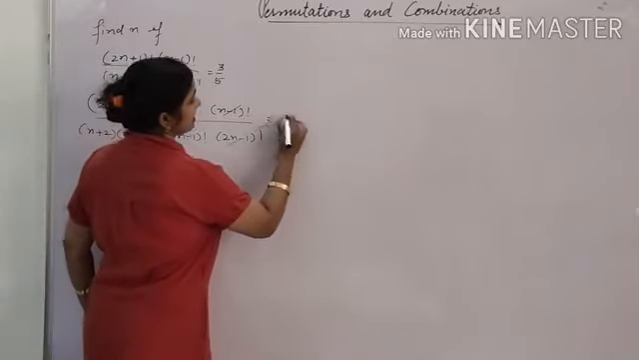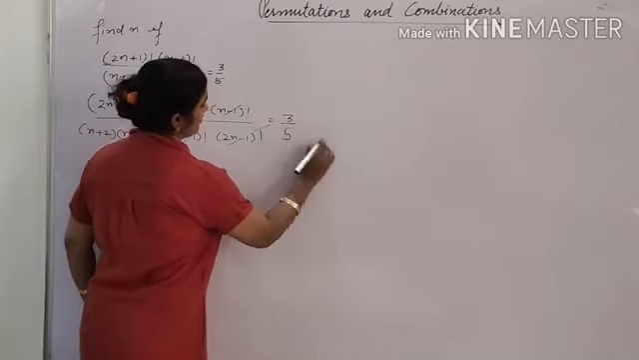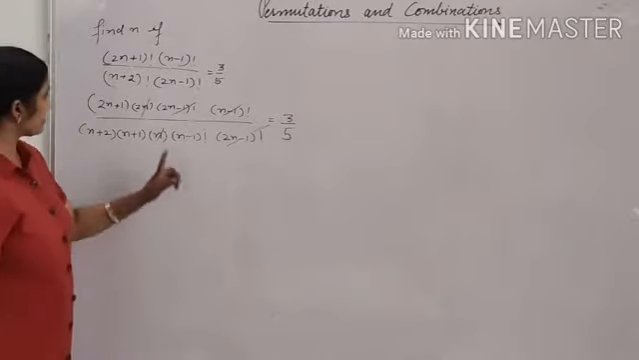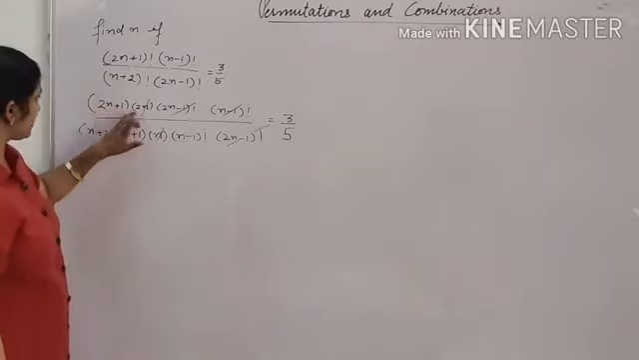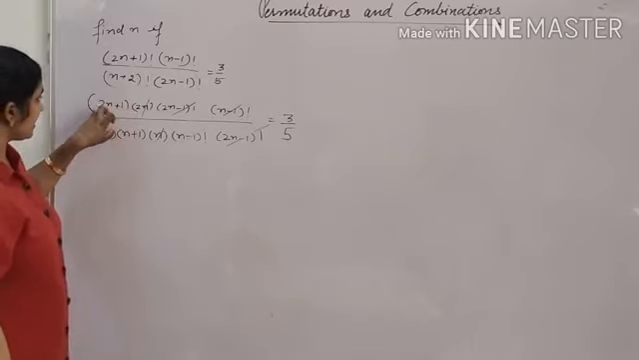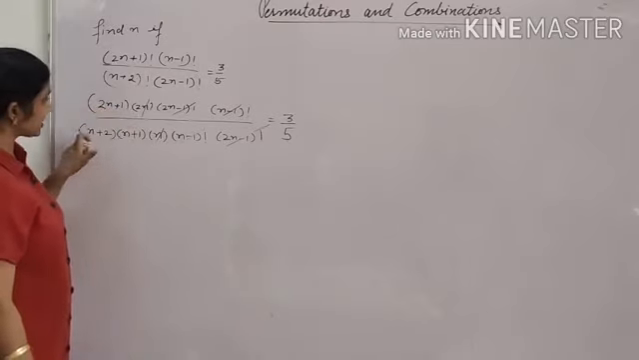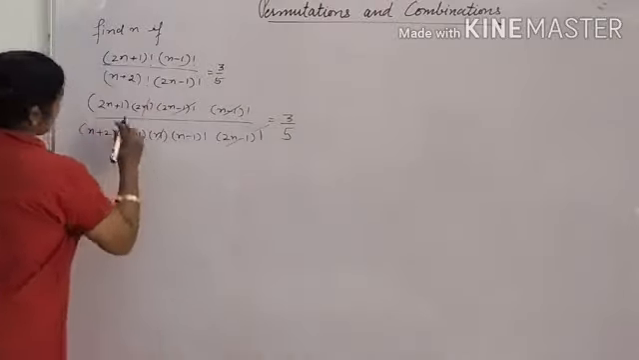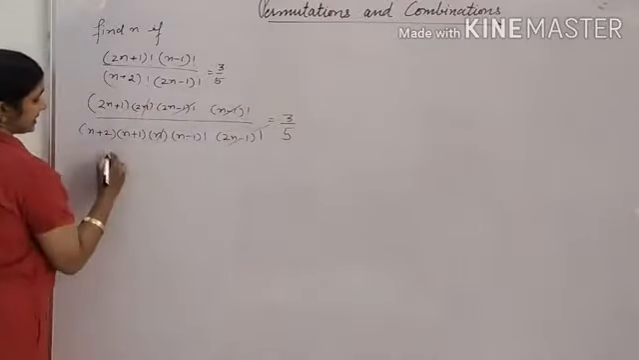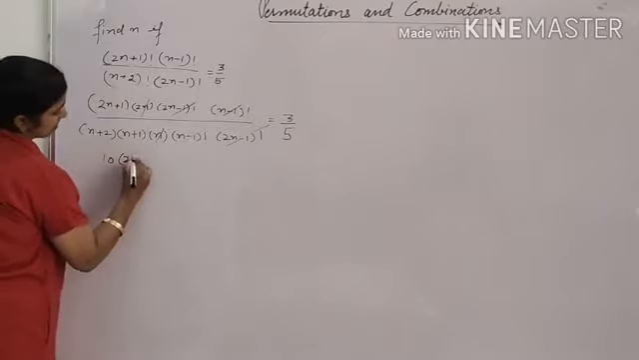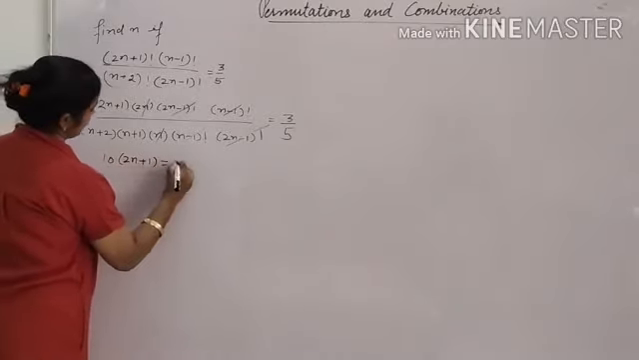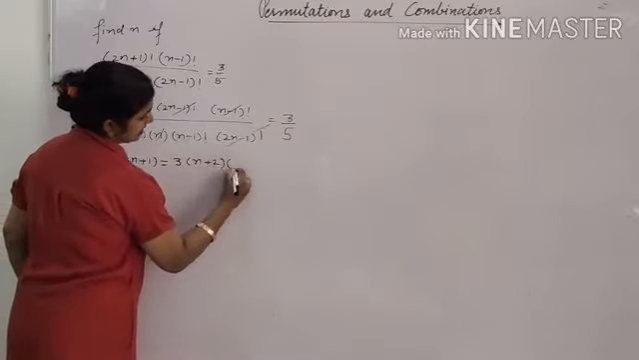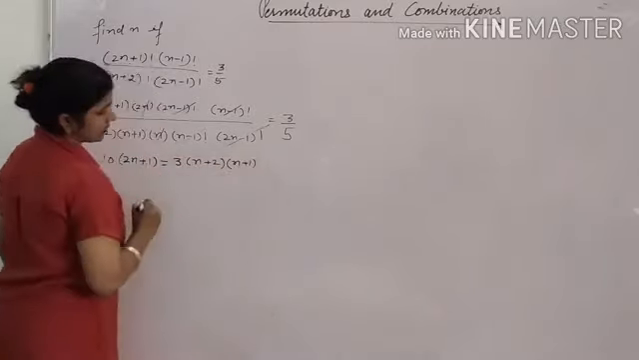And the right hand side is 3 by 5. Now see, this n also gets cancelled out. Now what remains? In the left hand side we have 2 into 2n plus 1 in the numerator and n plus 1 into n plus 2 in the denominator. So we cross multiply these terms. So what we have? 10 into 2n plus 1 is 3 into n plus 2 into n plus 1.